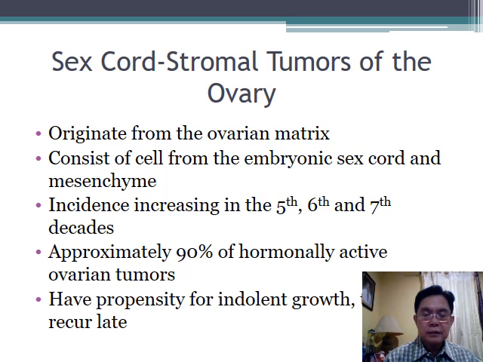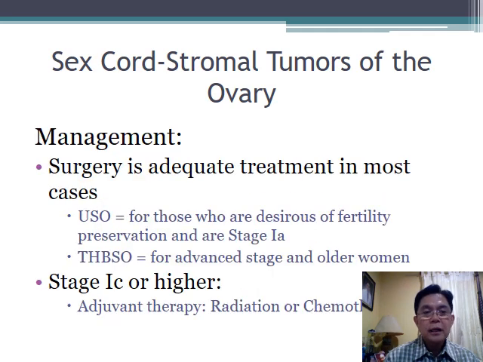Approximately 90% of sex cord stromal tumors are hormonally active. That means they secrete hormones, particularly estrogen. Some of them also secrete masculinizing hormones. These tumors are slow growing, and therefore they have good survival. Recurrence is commonly late. So management is, again, surgical. Surgery is adequate treatment in most cases.